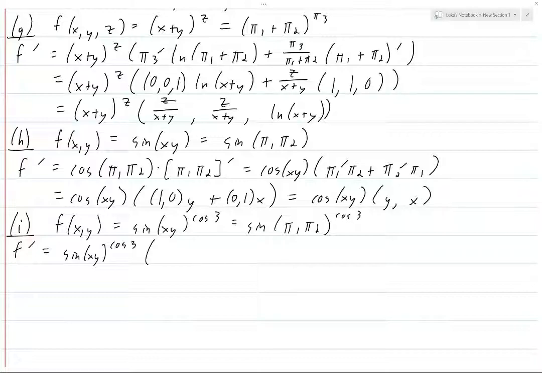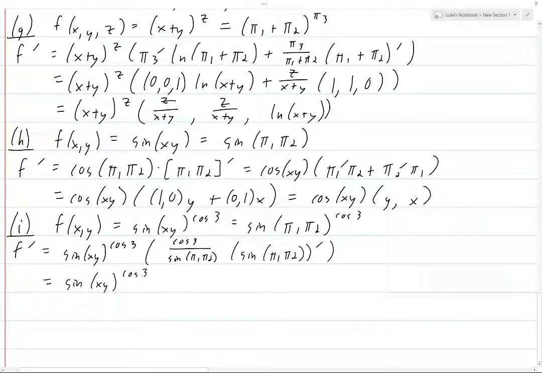Okay. Oh, but we did that already. So that's nice. Cosine of 3. So I'm going to do this again. We have sine of xy to the power of cosine of 3, and we're dividing by sine of xy because we're dividing by sine of pi 1 pi 2. So I'm just going to put cosine of 3 minus 1. This is not cosine of 2. We're just subtracting 1 from the exponent to account for the denominator. Then we multiply by cosine of 3, and then we just multiply by the answer we got from h, which is cosine of xy, and we have yx.